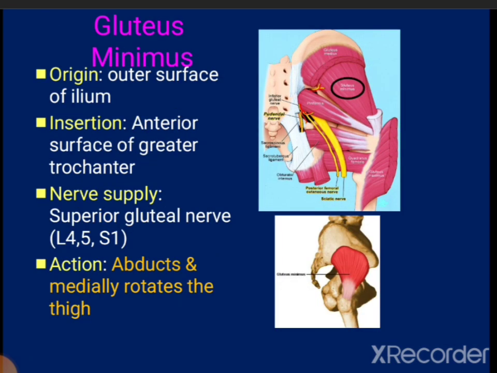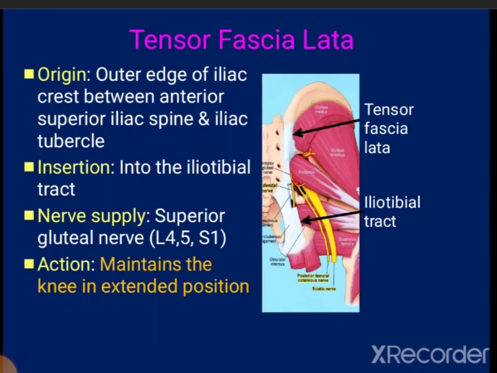Now the gluteus minimus arises from the outer surface of ilium and is inserted on the anterior surface of greater trochanter. It is supplied by the superior gluteal nerve. Action is abduction and medial rotation of the thigh.